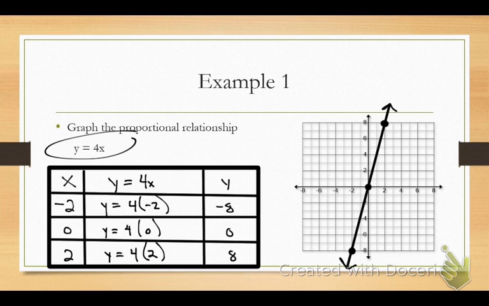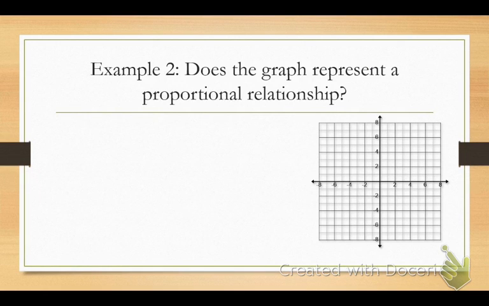What did I just say? It has to pass through the origin, okay? So I know it's proportional because the problem told me, but even if it didn't, the graph tells me also. All right, and it's confirmation that I graphed it right, okay? So that's important too. All right, next example.